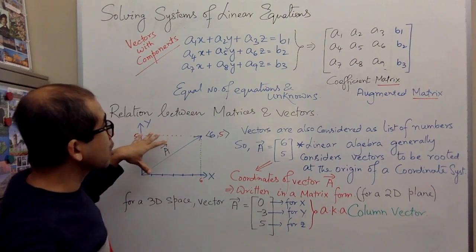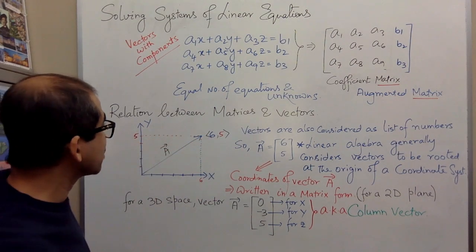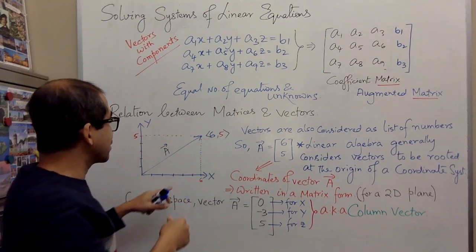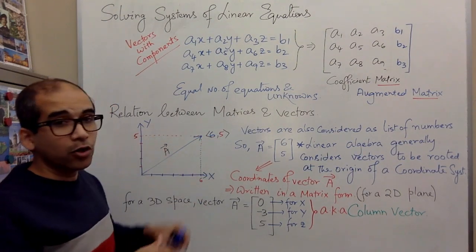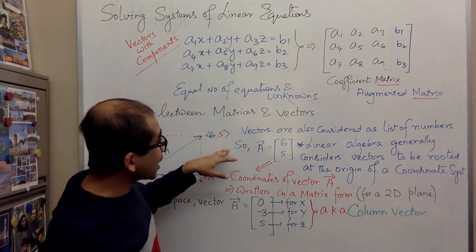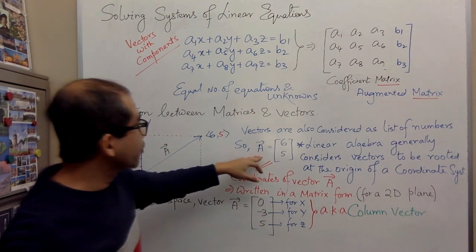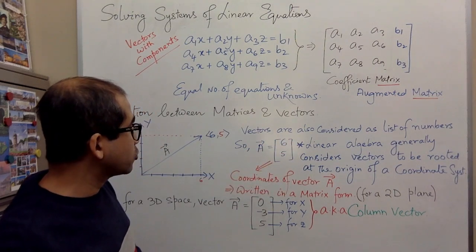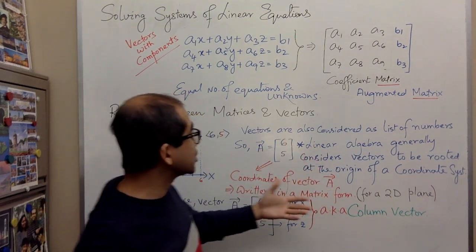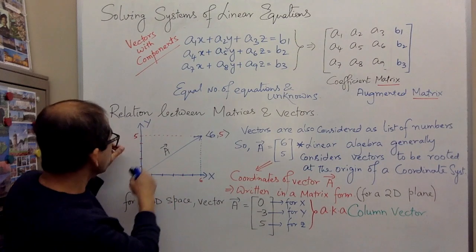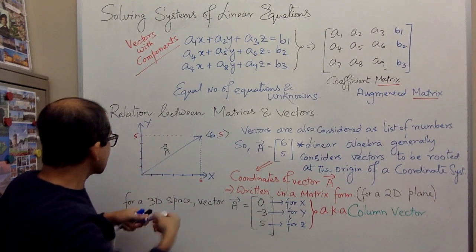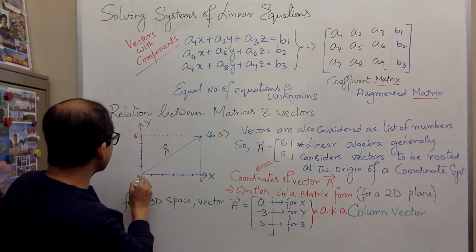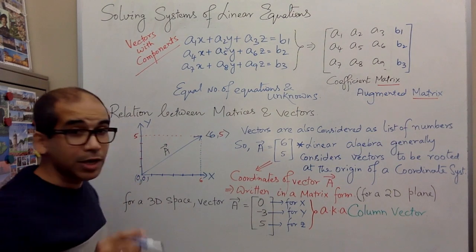Vectors are also considered as a list of numbers. How? Because we can represent the tip of a vector as 6 and 5: 6 for x, 5 for y. Okay, so there is another way of writing this. Vector A is written as a matrix. Okay, this is a matrix. In linear algebra, generally we consider vectors to be rooted at the origin. Okay, so this is the origin, and we always say in linear algebra that vectors are rooted at the origin.